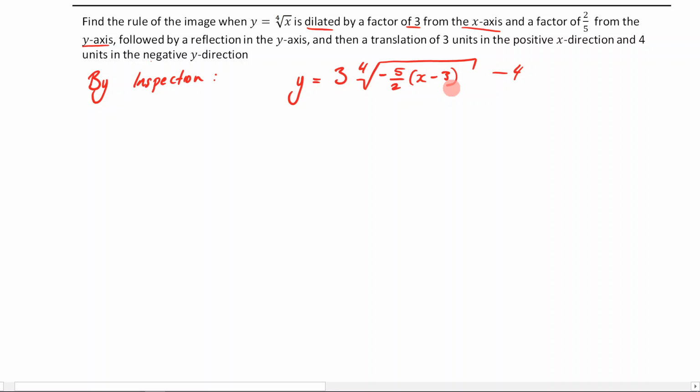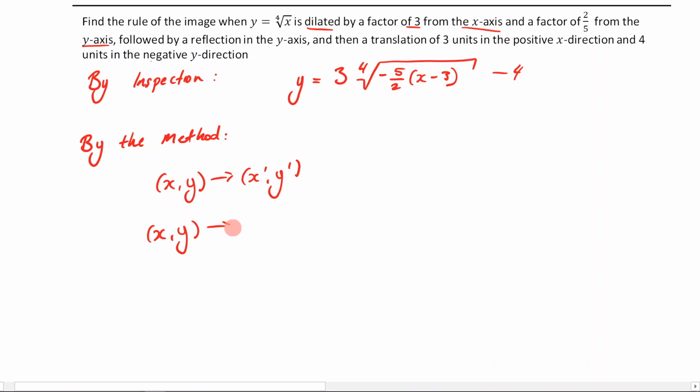But I personally think that that might be a little tricky to do by inspection, and that's why I would recommend people do it by the method. All right, so let's give this a go. So we know how we start these off. We're going to start off just by giving ourselves some bearings here. So we're going to write that down, then we're going to rewrite it, and we're going to be very careful.